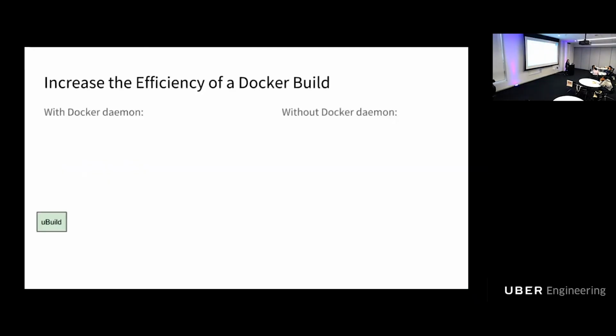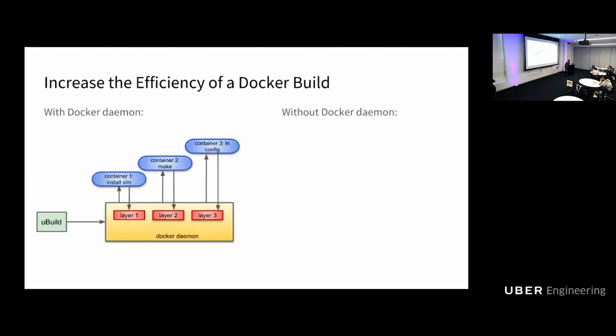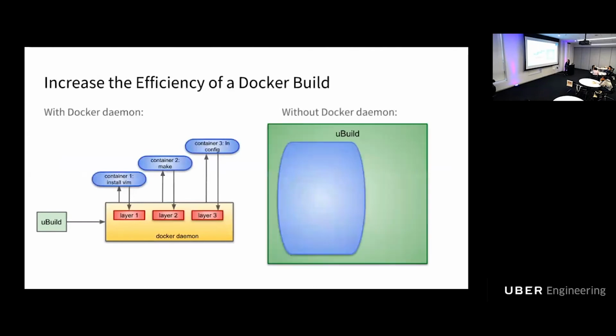So how do we increase the efficiency of building Docker images? On the left, you can see this is our old way. Basically, uBuild will shell out to the Docker daemon. The Docker daemon will create a Docker image for us. So with our new solution, we want to run everything inside one single container.